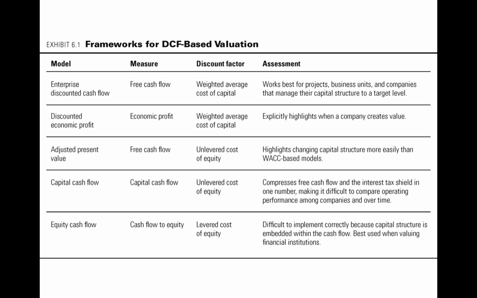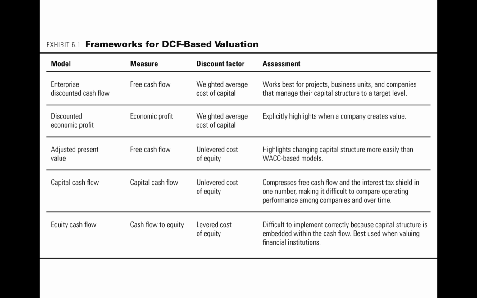The second methodology that we're going to talk about is the discounted economic profit. Economic profit, also known as EVA or economic value added, is about the one period change in value of an asset. Okay? That's specifically what economic profit tells you. How much in a period of time the value goes up or the value goes down.